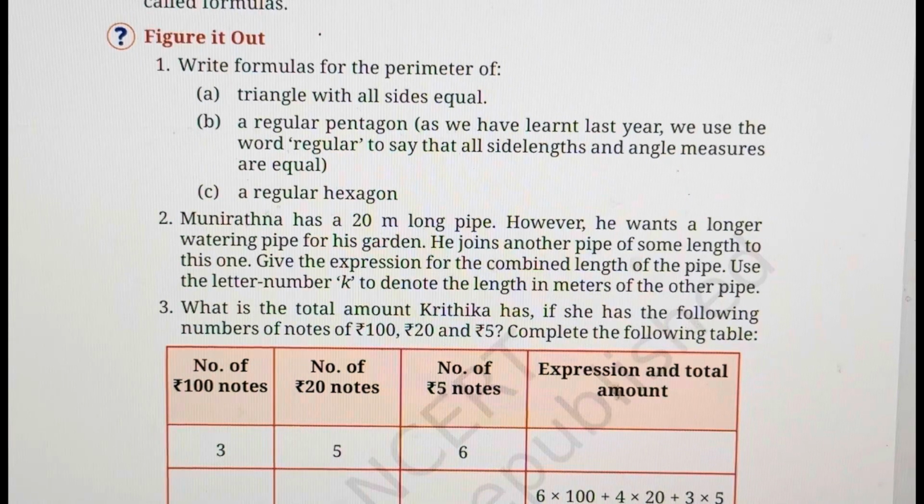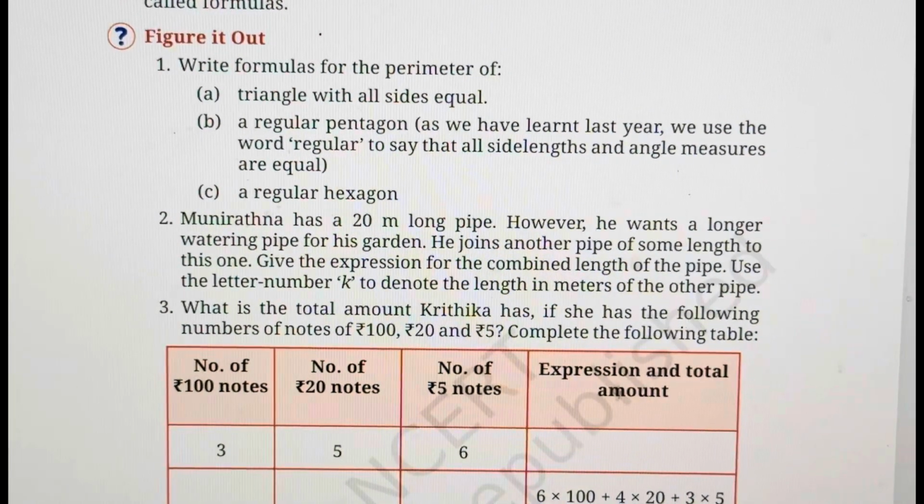In this video, we are going to continue with chapter number 4, expressions using letters and numbers of grade 7 mathematics of the new NCERT textbook Ganit Prakash. So last time we understood the notion of letter numbers. Okay, so we will solve an exercise, Figure it Out, which is given on page number 84 and 85 in this video. Okay, so let us start.